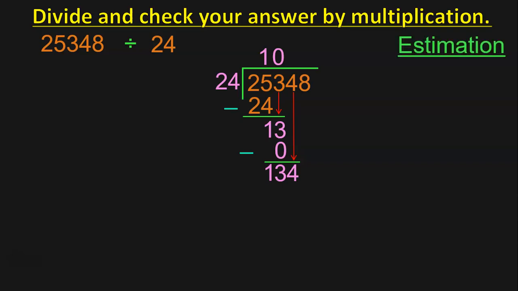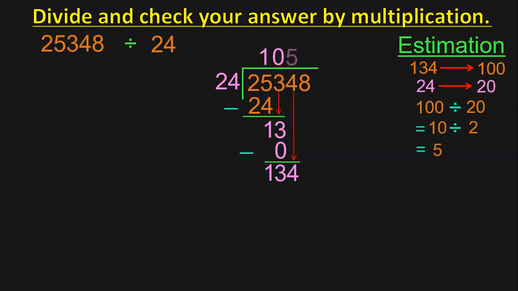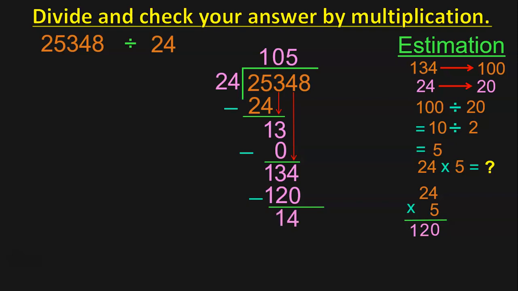We are going to use the estimation technique. Rounding off 134 to the nearest hundreds will give you 100. Rounding off 24 to the nearest tens will give you 20. 100 divided by 20 will be 5. So let us see what 24 into 5 is. 5 4s are 20, 0 carry over 2, 5 2s are 10, 10 plus 2 is 12. So 24 into 5 is 120, which will leave a remainder of 14.